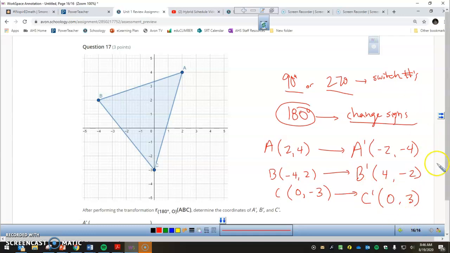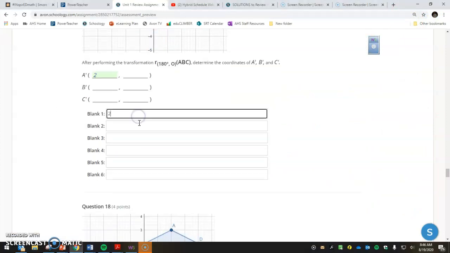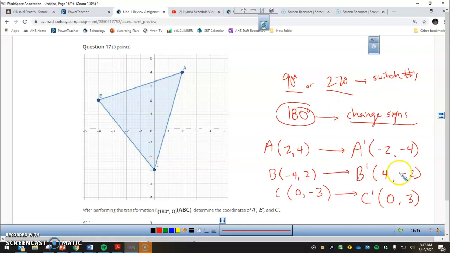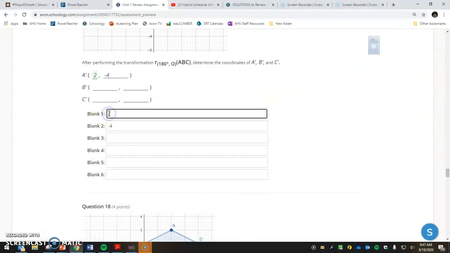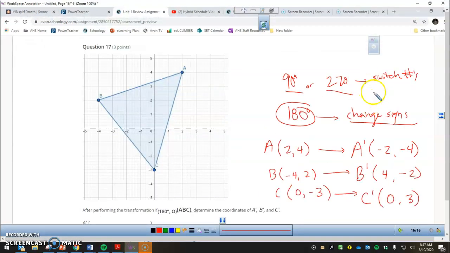And then we'll just type those answers in real quick. So negative 2, negative 4, 4, negative 2, and 0, 3.